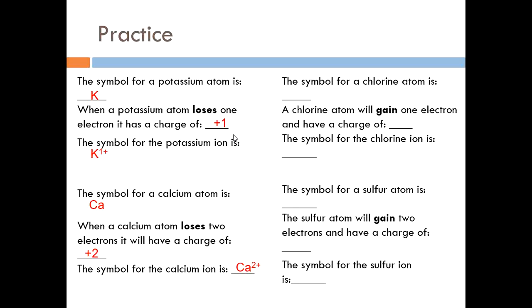The symbol for a chlorine atom is Cl. A chlorine atom will gain 1, so it has a charge of -1. And the symbol for chlorine ion is now Cl 1 minus. The symbol for a sulfur atom is capital S. If it gains 2, it's -2. And then the symbol is S 2 minus.